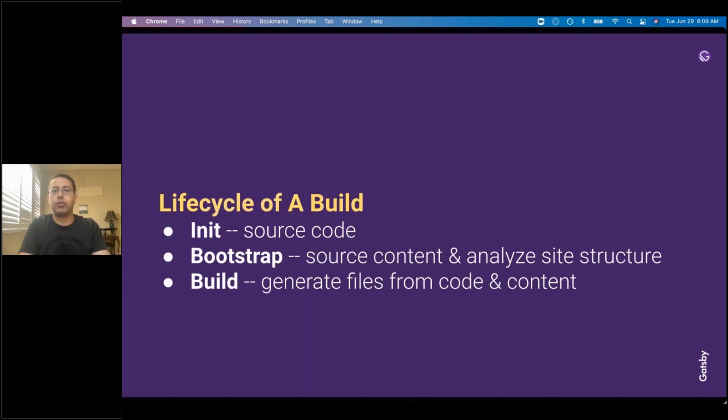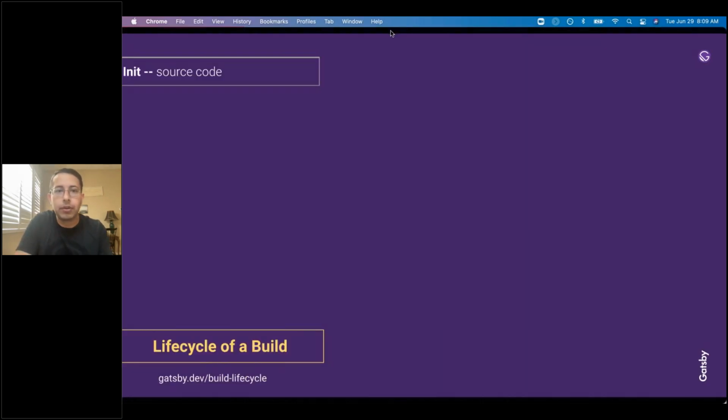Okay, so the life cycle of a build. When I say life cycle, I mean what happens from the time it starts until the time it's over, right? And there's basically 3 stages: init, bootstrap, and build. That's when we source the code, then we source the content, analyze the site structure, then we generate the files from the code and content.